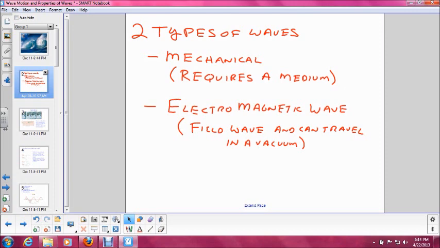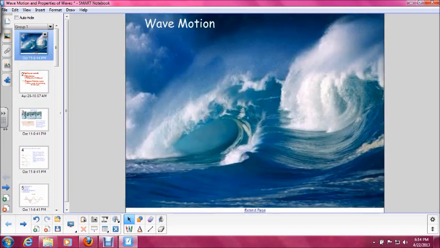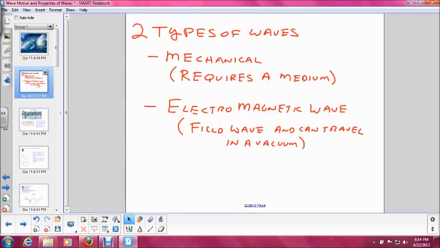So, for example, a mechanical wave is like a surfing wave. This wave is moving through the water. The water is its medium. But light can move through a vacuum. Light does not need a medium to travel through. It can travel through space from the sun to us just fine. So light is an electromagnetic wave.